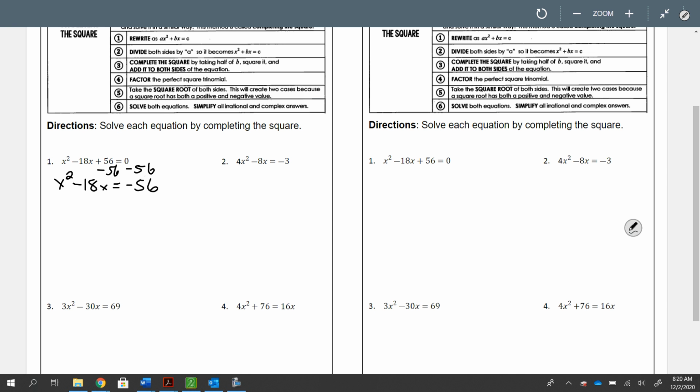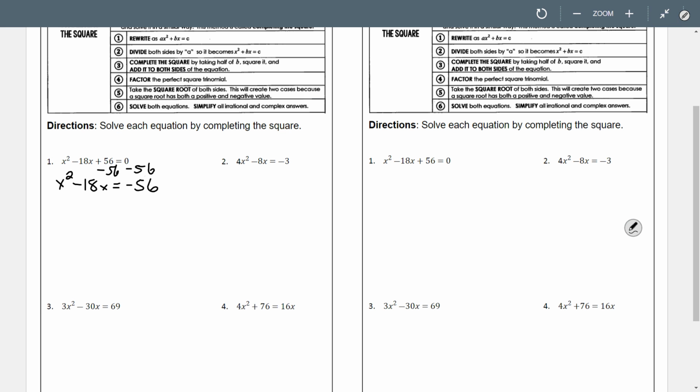Then the next step, divide both sides by a, so it becomes x squared plus bx equals c. Here, a is 1, so we don't have to divide anything. We see there's nothing in front of this x, so we don't have to divide. It'd be dividing by 1. Numbers 2, 3, and 4 all have an a value, so you would divide by their a values. But since number 1 doesn't have an a value, we just divide by 1. Basically, you skip step number 2.